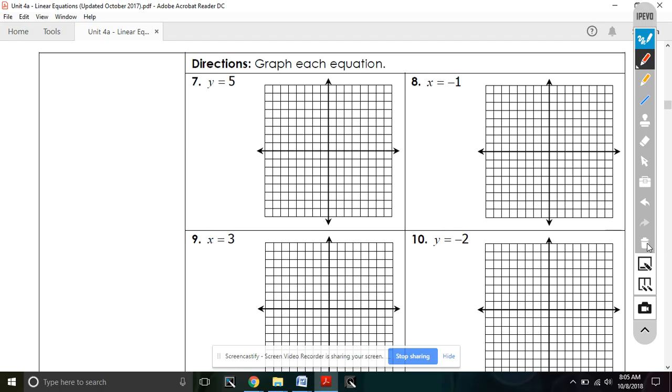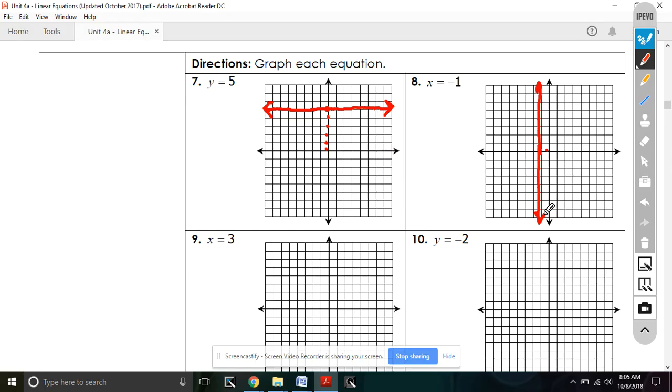Now I want you to graph horizontal and vertical lines. Looking at number 7, this is a horizontal line because there's just y equals. So find where y equals 5, y equals 0, 1, 2, 3, 4, 5. And you're going to put a line right through there, and don't forget your arrows. All right, looking at x equals -1, here is 0, -1, go up, go down.